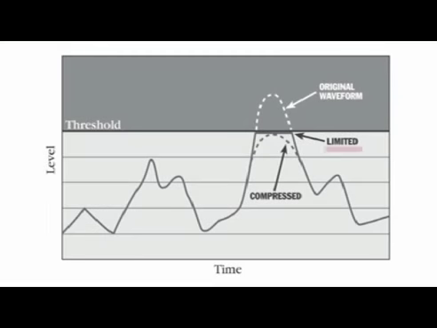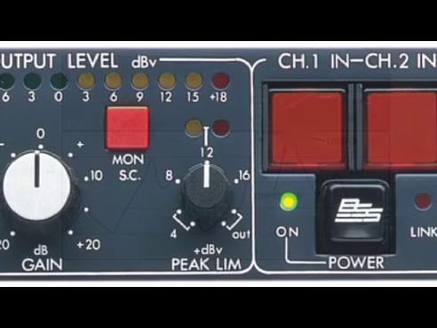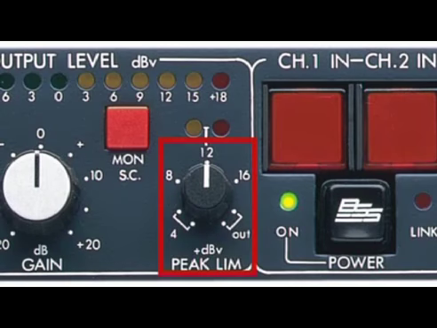Limiters are like compressors, but they won't let anything at all go above the threshold. They're extremely useful in live performances because they can save the mix from nasty overloads that might happen too quickly for a human engineer to respond to.